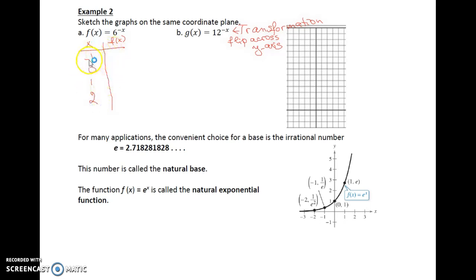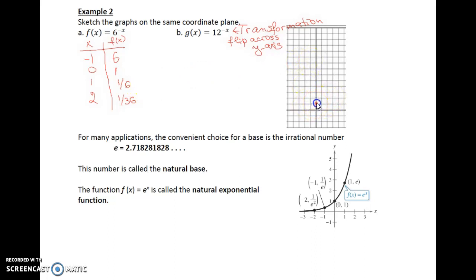Okay? If you have -1, then you have 6 to the -1, which is simply 6 to the +1 power. It is just 6. 6 to the 0, well, that's 1. 6 to the negative 1 is going to be 1/6. 6 to the negative 2 is going to be 1/36. Let's go ahead and plot those points.